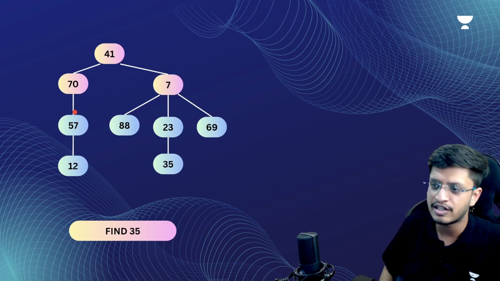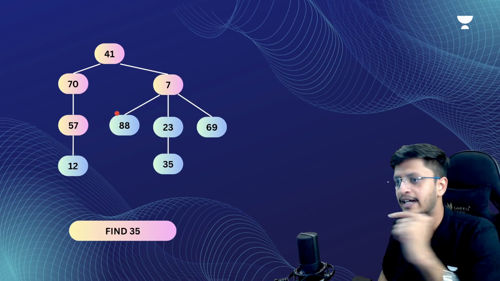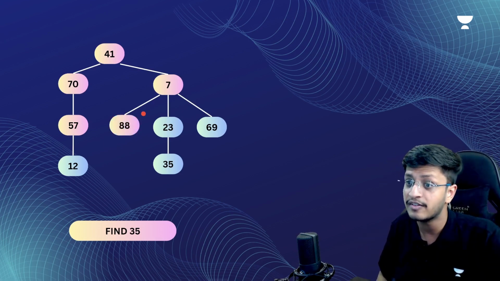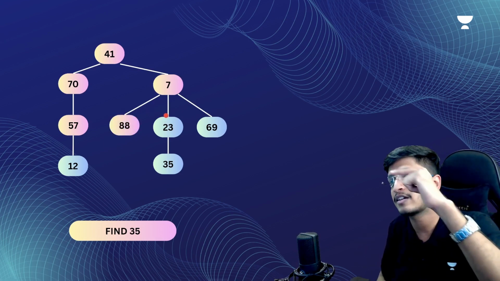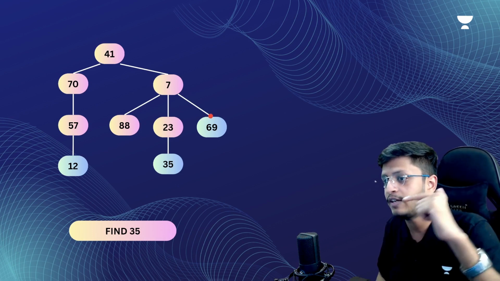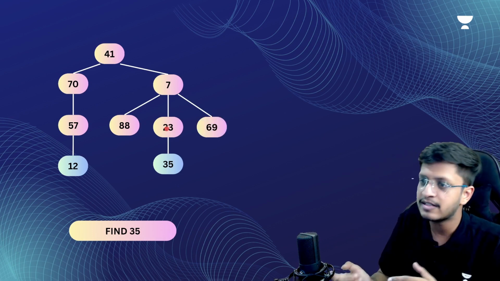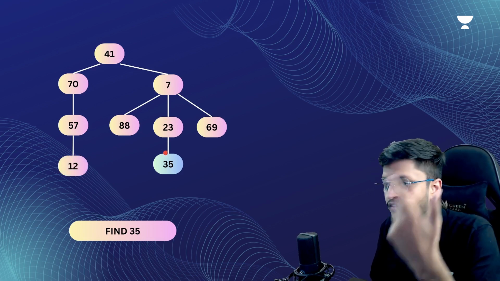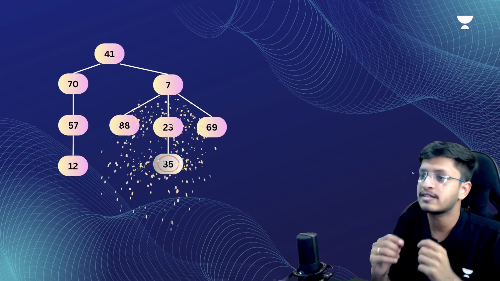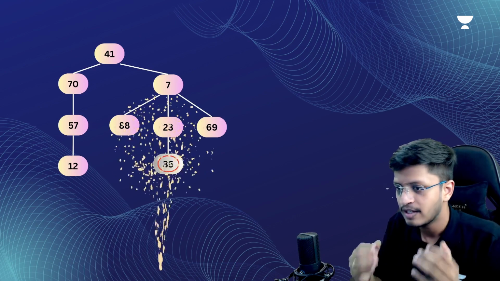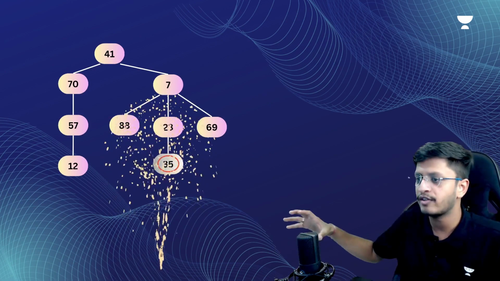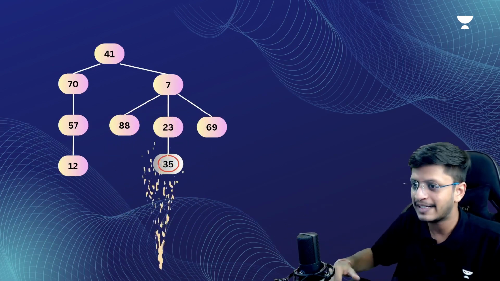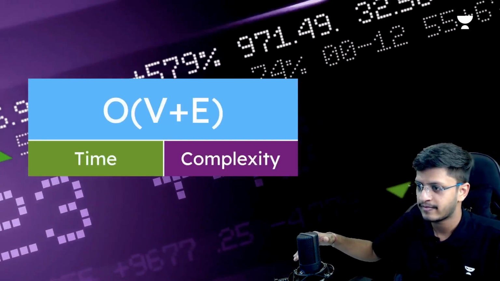So it will search all the children of 41, 70 and then 7. Then it searches the children of 70, 57. Then it searches the children of 7, which are 88, 23 and 69. Then it searches the children of 57, which is 12. Then the children of 88, no children. Then the children of 23, which is 35. So basically, search all the children of a node and then move ahead. That's why breadth first.